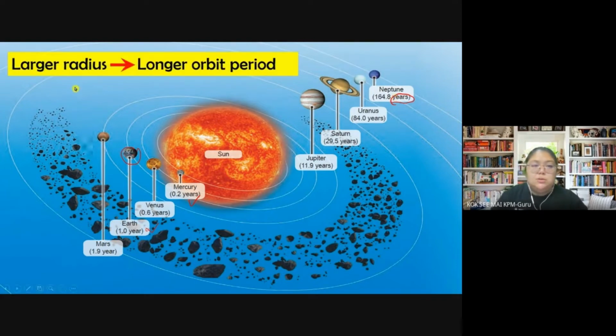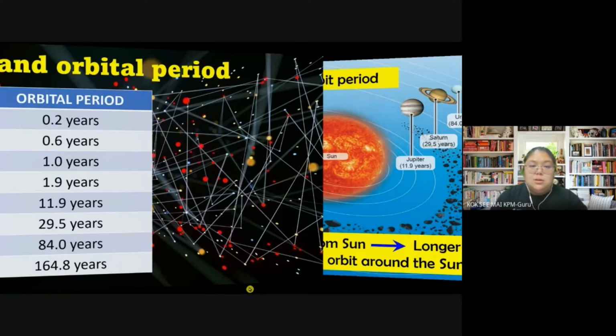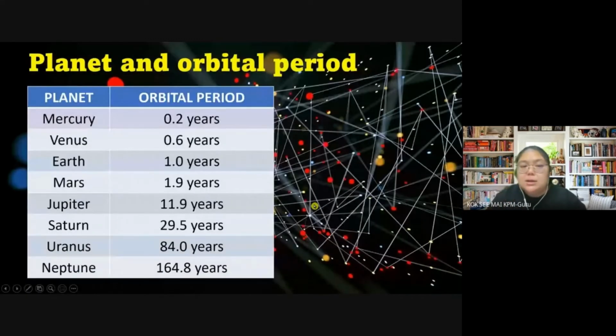Okay, so we continue. Larger radius. The radius of orbit, for example for Saturn, the orbit goes until here. This one is called the radius of orbit. So the larger the radius of orbit, the longer the period of the orbit. The further from the sun, the longer the time to complete one orbit around the sun. The time taken should be longer. This one is the orbital period. As I mentioned just now, Neptune is the furthest one, so it takes around 164.8 years to complete one cycle.